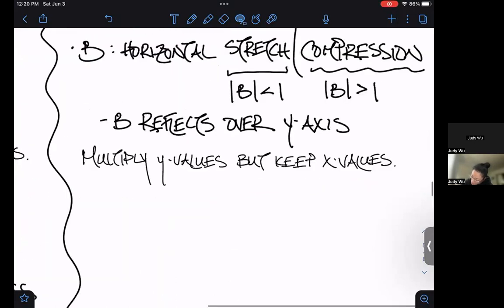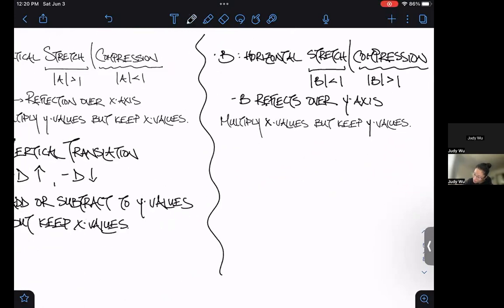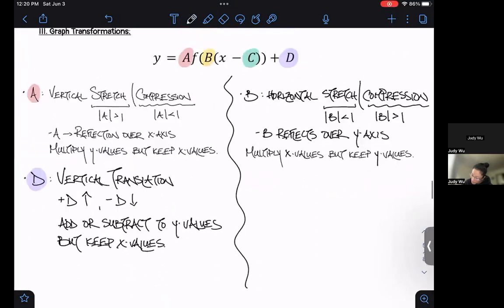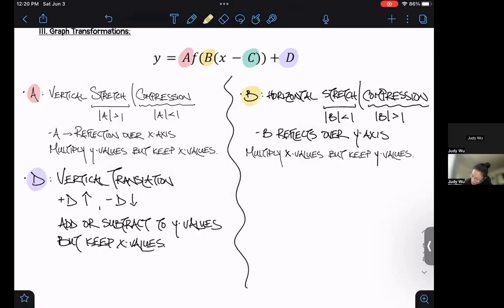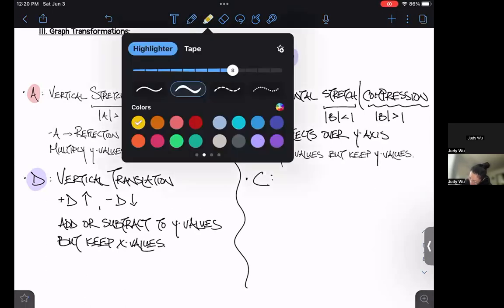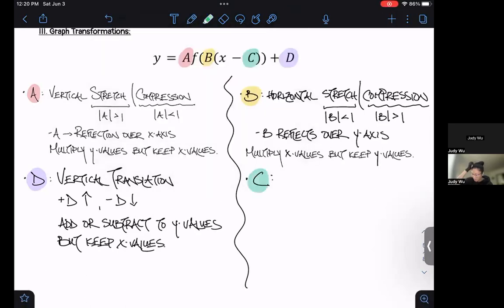All right, so we are multiplying our x values and we are keeping the y values. All right, and that, my friends, I think we had done in the yellow, so that's our B. And last but not least, we talk about C. And C is not a vertical translation, but a horizontal translation.